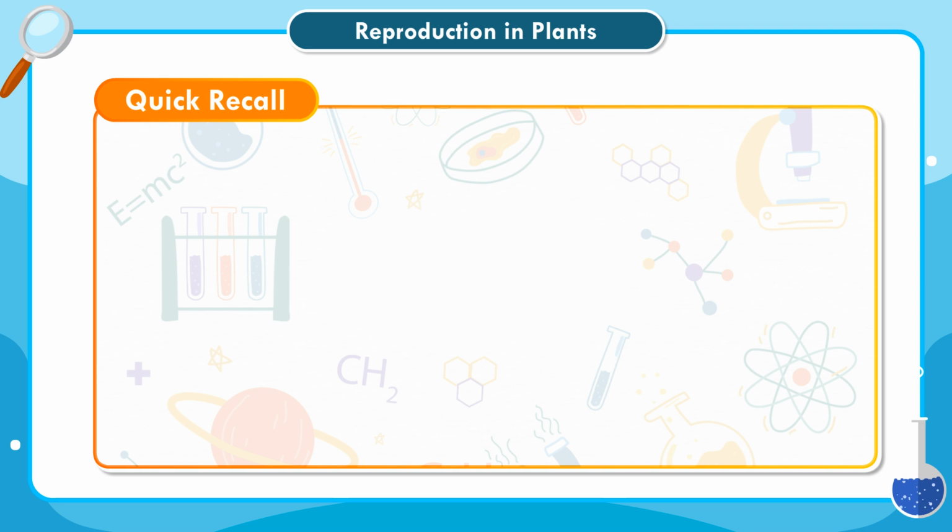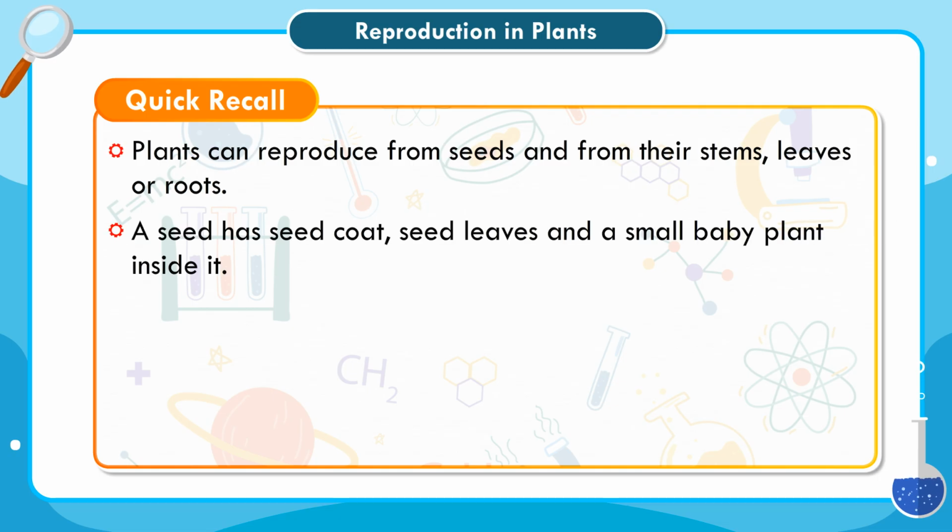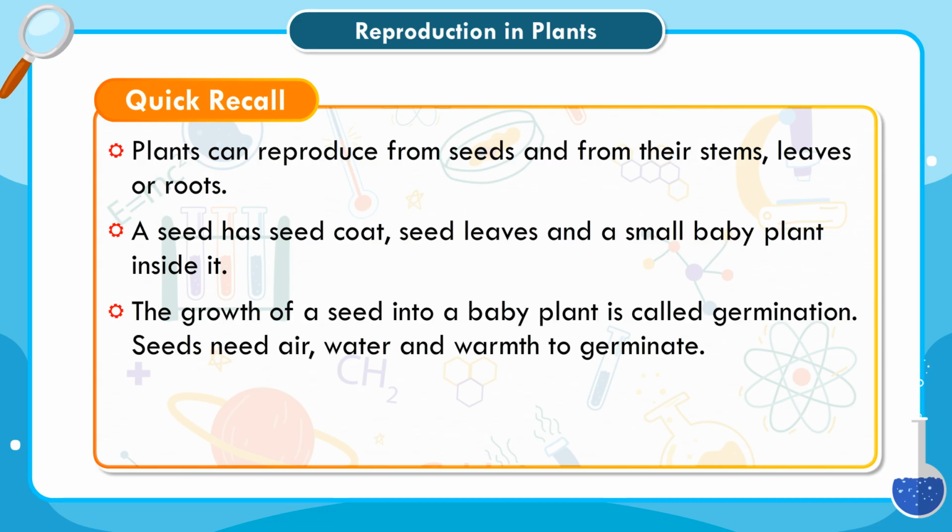Quick recall. Plants can reproduce from seeds and from their stems, leaves or roots. A seed has a seed coat, seed leaves and a small baby plant inside it. The growth of a seed into a baby plant is called germination. Seeds need air, water and warmth to germinate.